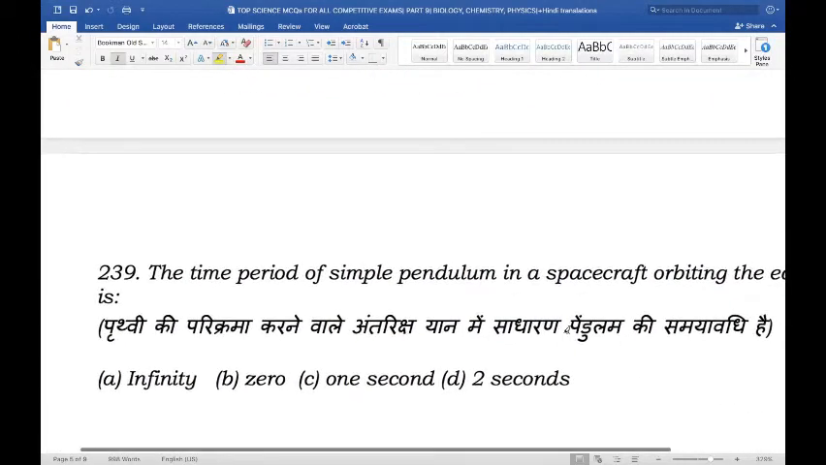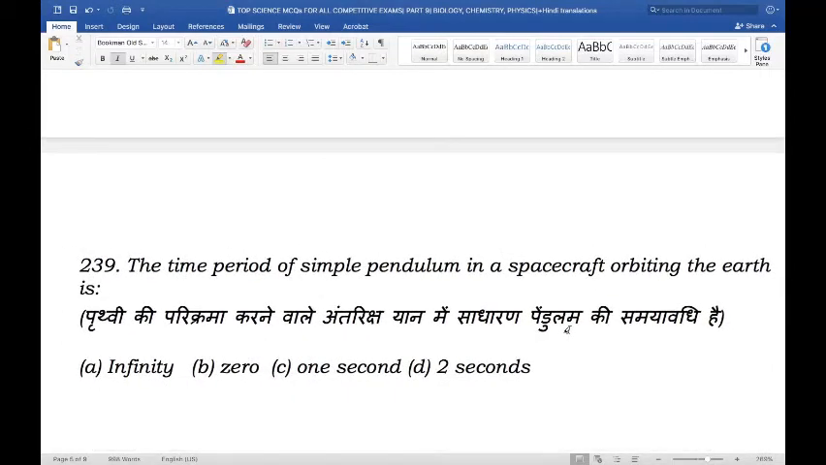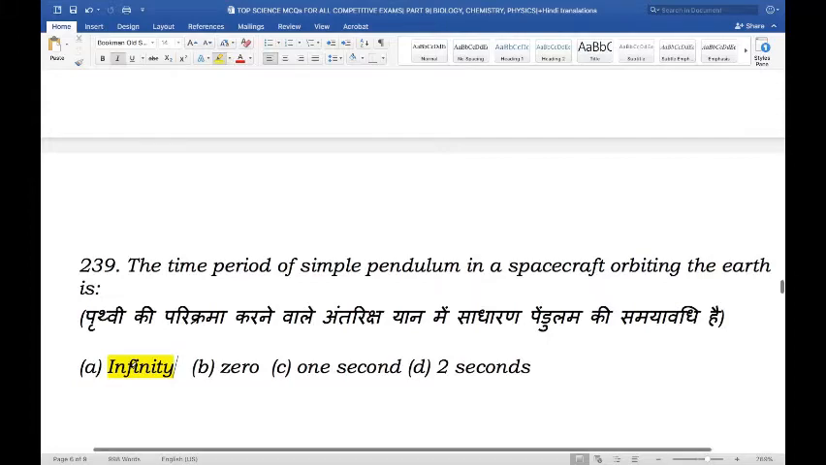Next question. The time period of simple pendulum in a spacecraft orbiting the Earth is it A, infinity, B, 0, C, 1 second, or D, 2 seconds? So the time period of a simple pendulum in a spacecraft orbiting the Earth is infinity. Gravity in space is 0, and because time period is inversely proportional to square root of g, time period becomes infinite, meaning pendulum will not oscillate.